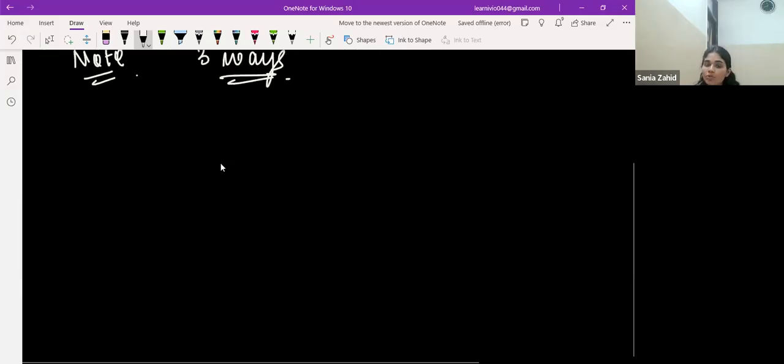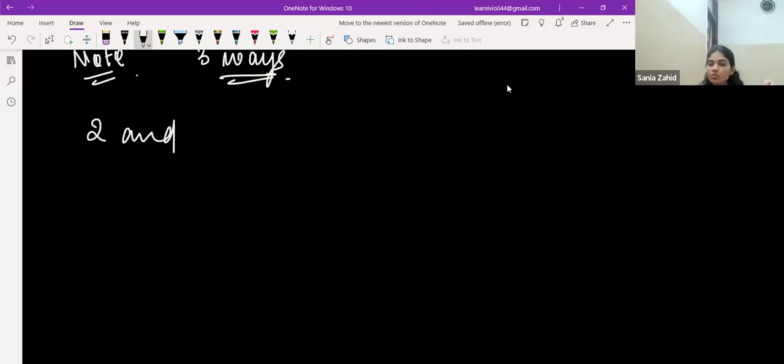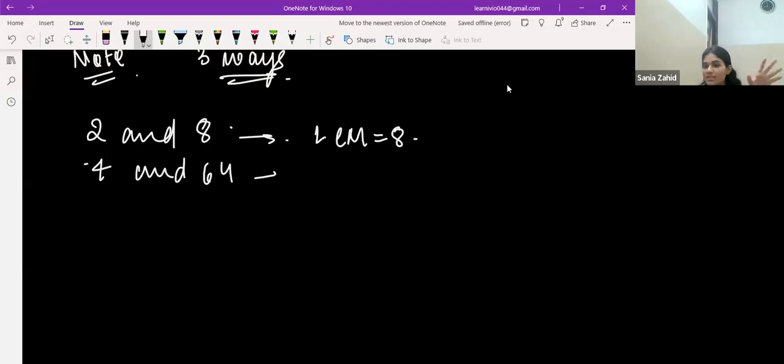Now, when we have two numbers which are divisible by one another, that means they come in the table of each other. For example, you have 2 and 8. So 2 and 8, they come in the table of each other, right? So the greater number is always the LCM. So here, what is the LCM? It's 8. For example, you have 4 and 64. 4 and 64 are divisible by one another. So what is the LCM? LCM is the greater number, which is 64.